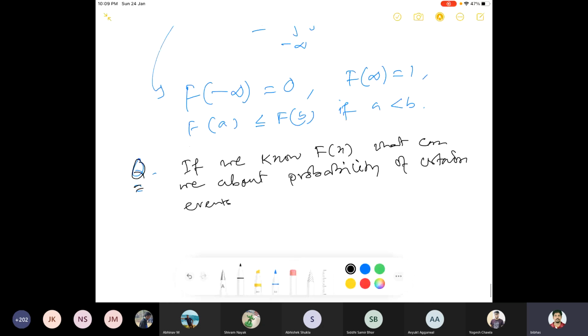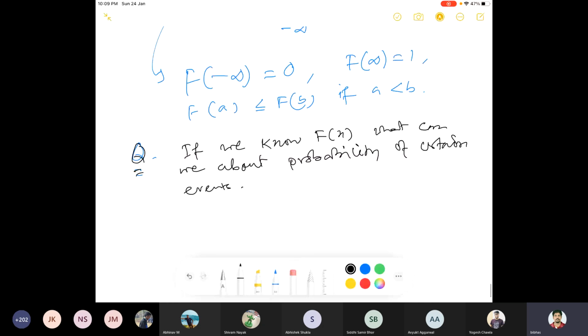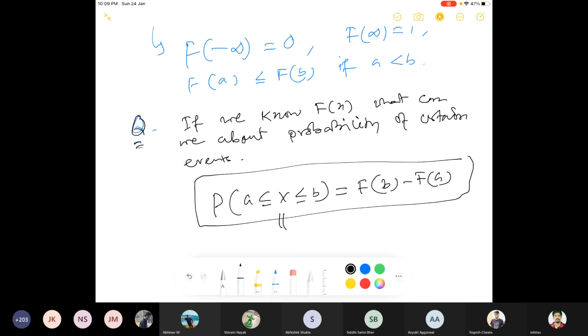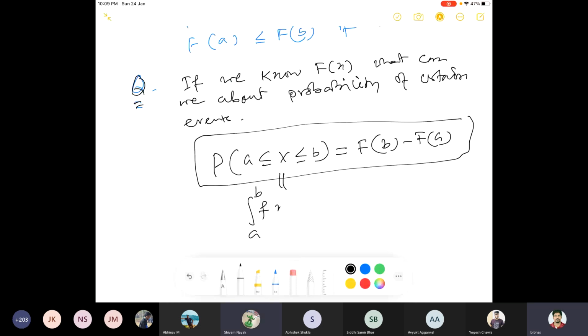Okay, so it is just the fundamental theorem of calculus, because the probability of a ≤ X ≤ b will be equal to F(b) minus F(a). Now, can anybody tell me why this is correct? This one was equal to the integral from a to b of f(x) dx, and this is equal to F(b) minus F(a), which is equal to what?